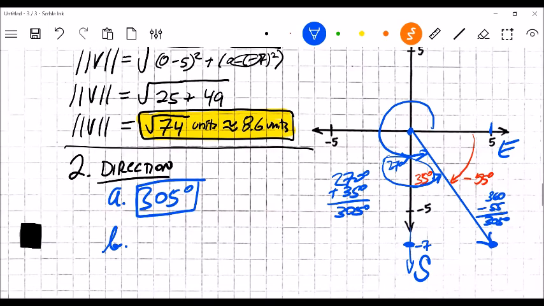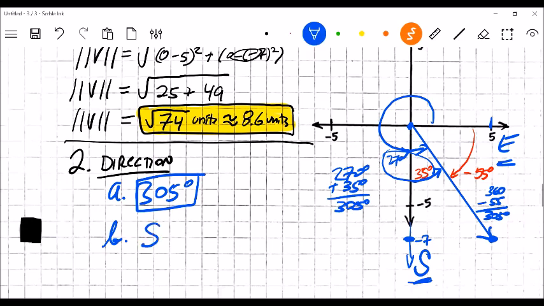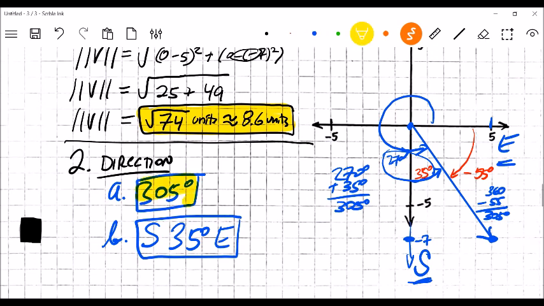For B, we need to use the south and the east. So it's going to be south and an amount in the east. And we don't even have to do a dividing by 90 unless we've done the 55 first. But with the 35 here, we get 35 degrees. So it's south 35 degrees east. So those are our two angle answers.